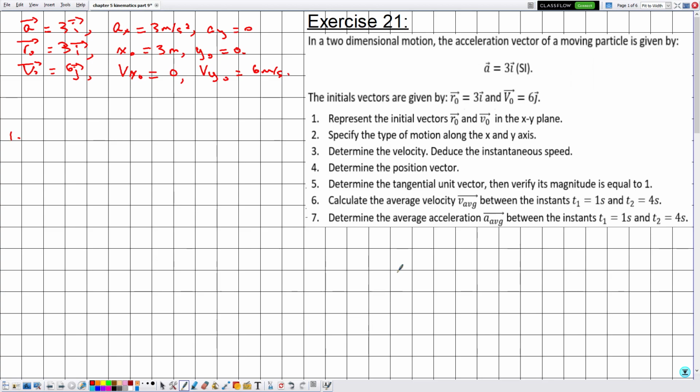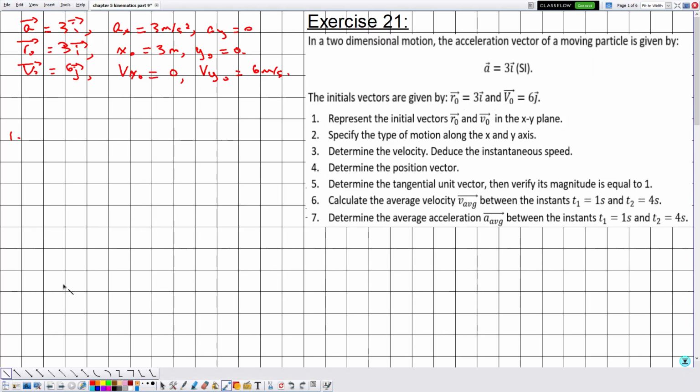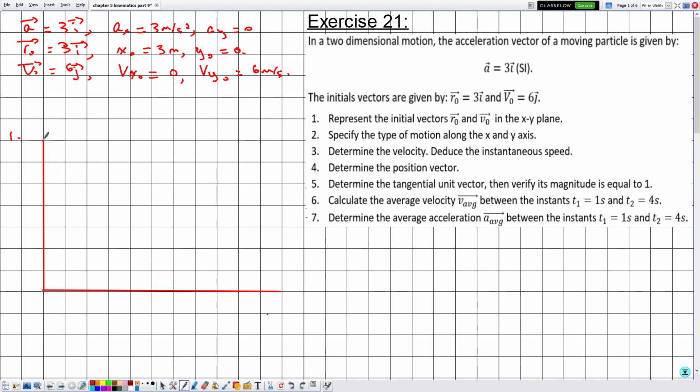Now in number 1 they are telling me to represent the initial vectors r0 and v0 in the xy plane, and by represent it means that we need to draw. So let's consider an xy plane. So these are the positive directions. This is the origin O, knowing that the x-axis is described by the unit vector i, as for the y-axis, it is described by the unit vector j.